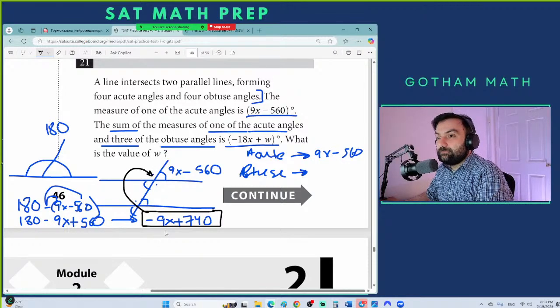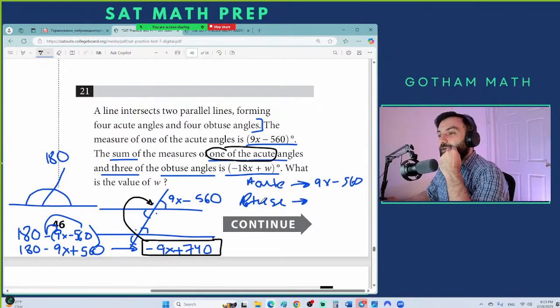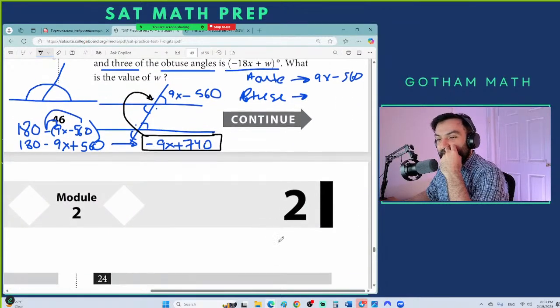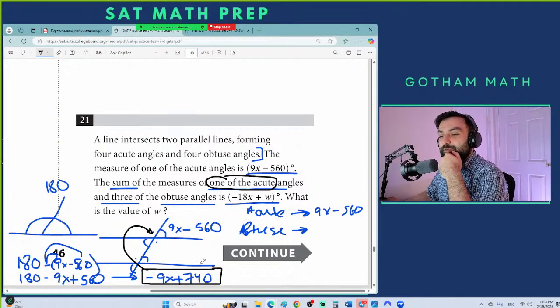And now they say the sum of the measure of one acute. We haven't even set up an equation yet. I wish I had more space, so I'm going to set it up higher. On a test, you should probably have some scrap paper to do it real quick, so as not to break your focus at the same time.